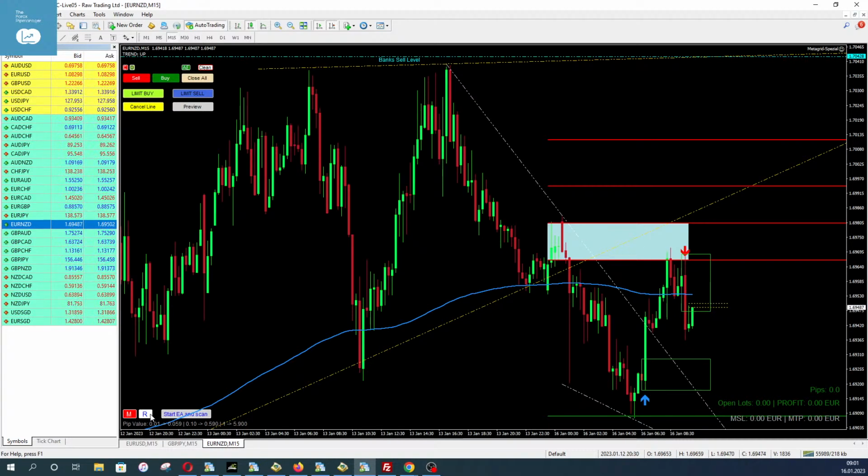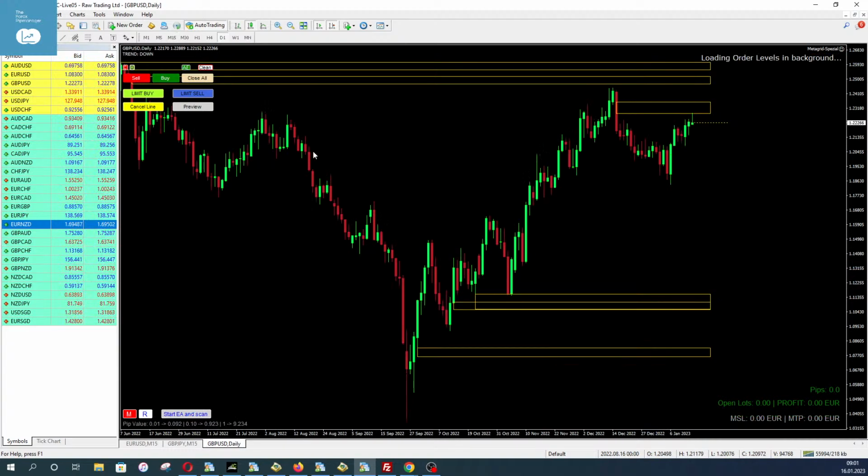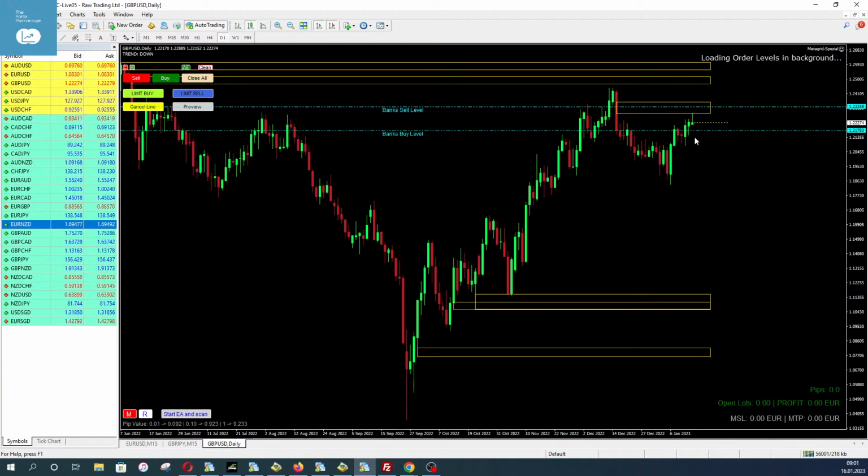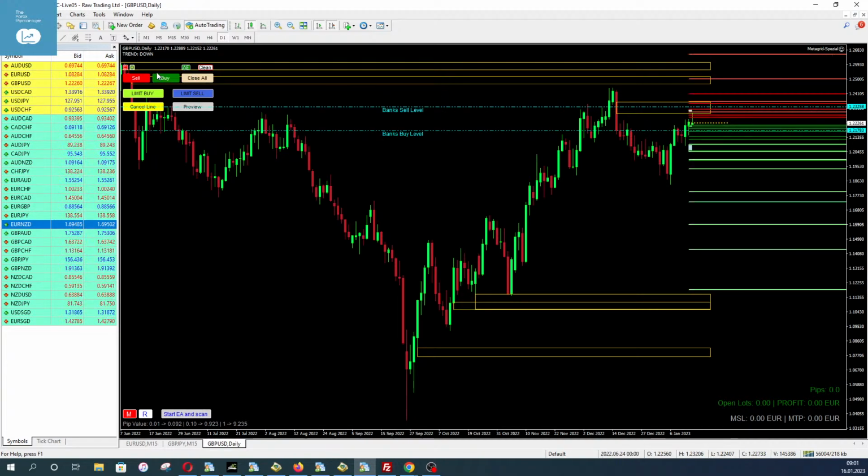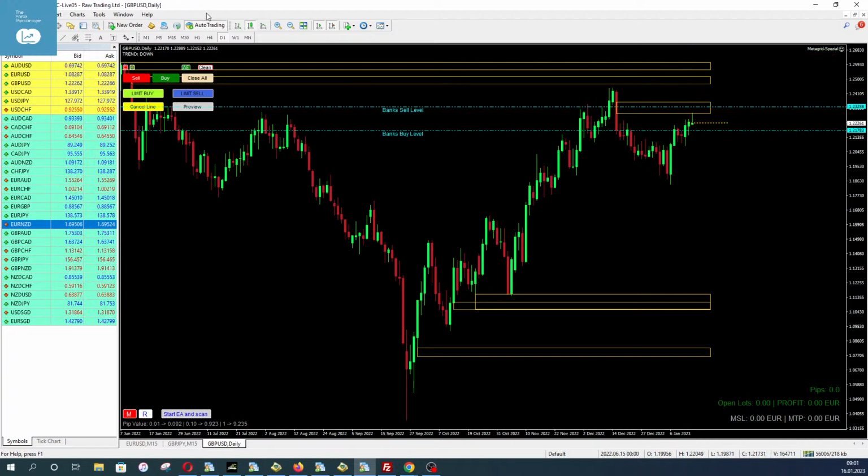Let's see what else we have going on today. We're here on the cable, the pound dollar. You see here a reaction. I remove the order blocks for the moment because I'm on the higher time frame, on a daily chart here.